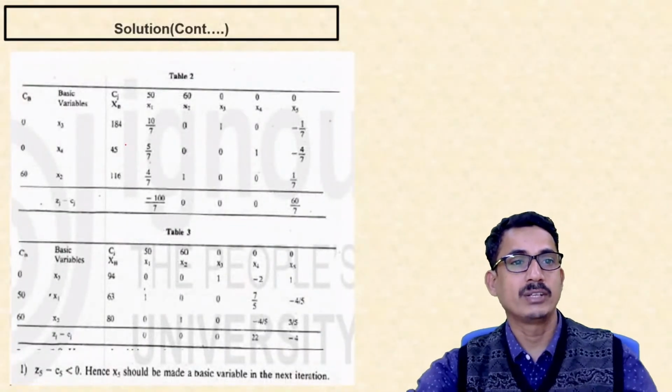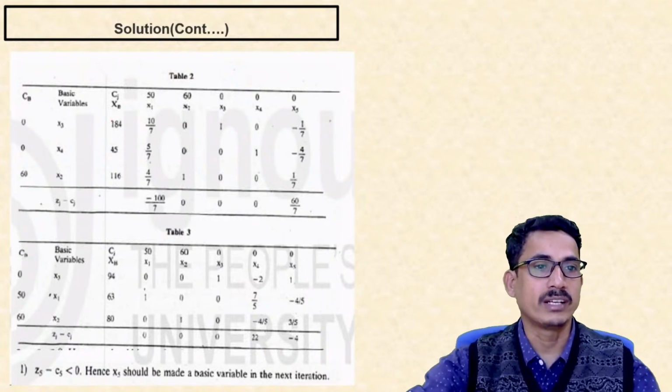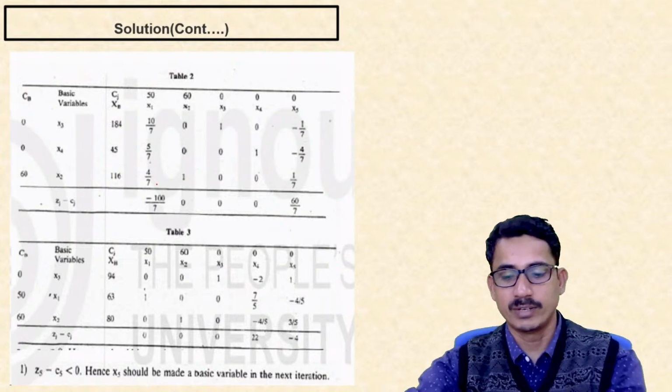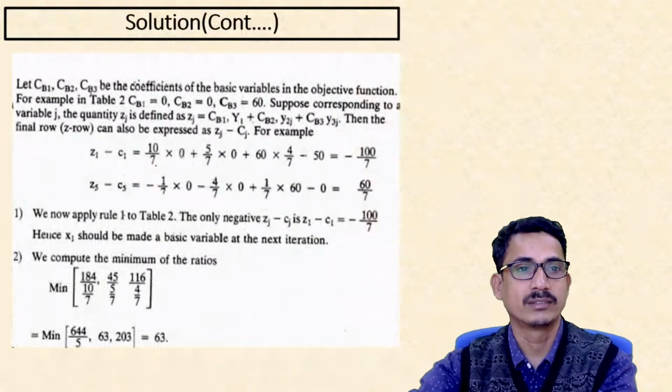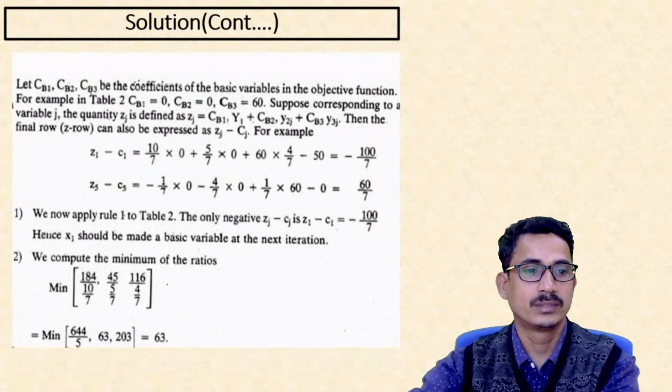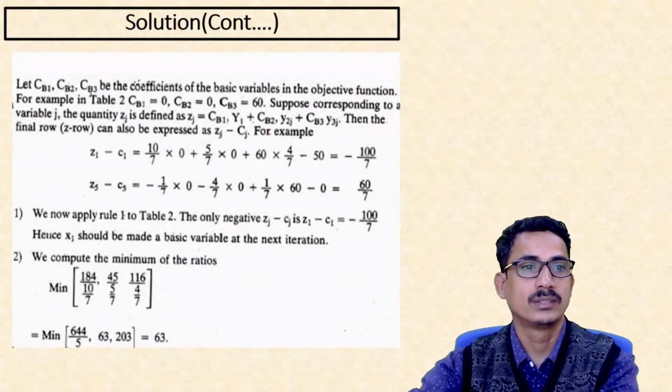Now coming to the other part, how you have got this 184, 10 by 7. Let us verify it. How do we get 184? Now there is a formula. Check this one. So let me tell you.